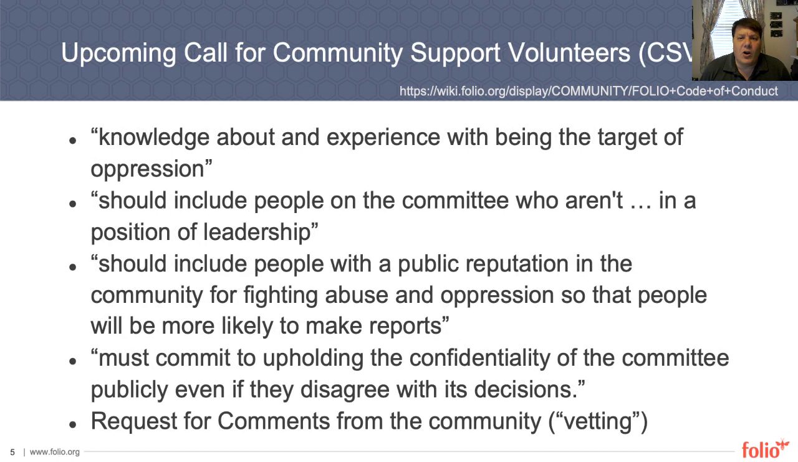The process document calls out characteristics of good community support volunteers. The working group was guided by the research and activity of Frameshift Consulting in their book, How to Respond to Code of Conduct Reports. They found that the community is best served when the CSVs have knowledge and experience with forms of discrimination, are not necessarily in positions of leadership in the project, and have a public reputation for supporting a diversity of voices. The names of the volunteers are published, and there is an open comment period where members of the community can voice concerns about volunteers.